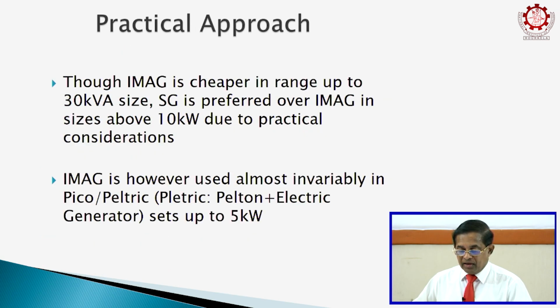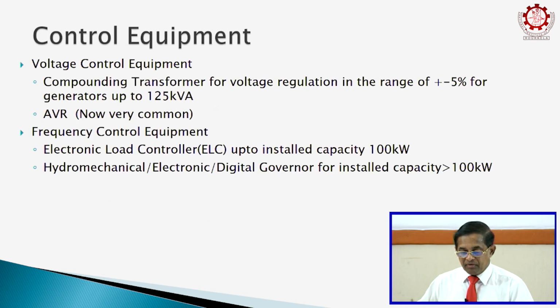Very rugged construction is due to the general ruggedness of the squirrel cage rotor. Practically, though an induction generator is cheaper in sizes up to 30 kVA, a synchronous generator is preferred over induction generators in sizes above 10 kilowatt due to practical considerations. Induction generators are, however, used almost invariably in pico or Pelton electric generator sets up to 5 kilowatt, in very small cases to keep the cost down. But our topic here is small hydropower, running at say about 200-300 kilowatt definitely. Therefore, we will not consider induction generators as candidates for such power plants.